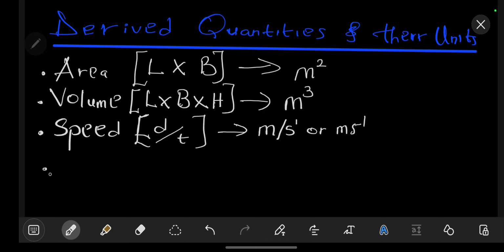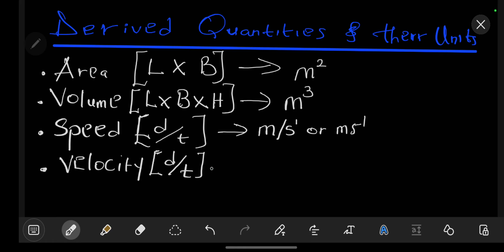Then the next one we're looking at right now is something very akin to speed, and that is velocity. The formula for velocity is displacement over time. Now you see why I say they are very, very akin. That is because the way we represent them is exactly the same, but the names are different. While speed is distance over time, velocity is displacement over time. You understand? One of them is a scalar quantity, while the other is a vector quantity. So that is the discrepancy between both of them.